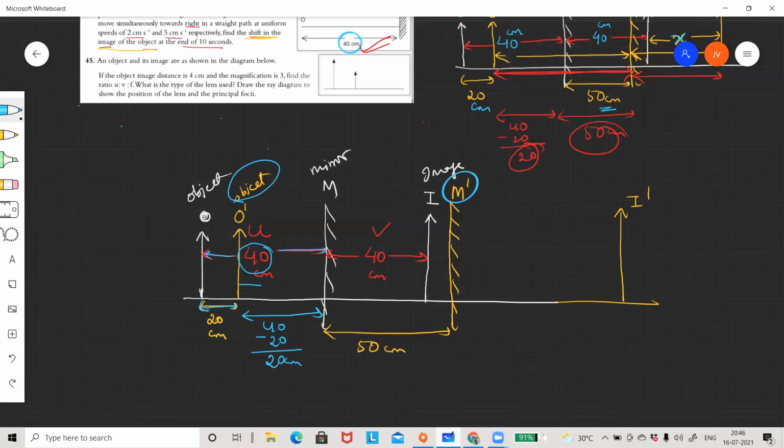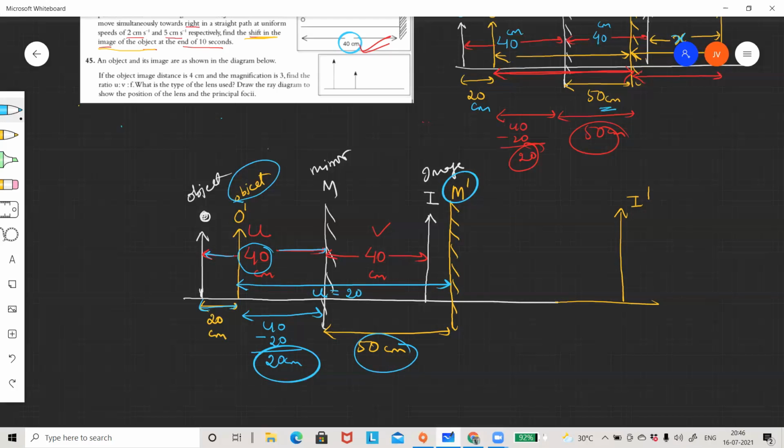Okay, then the new object and the new mirror location. Okay, that means what? This distance which I'm showing you with blue, that is called object distance for the current location of mirror and object, which is 20 plus 50. You see on the screen, you can understand from where to where I have taken.